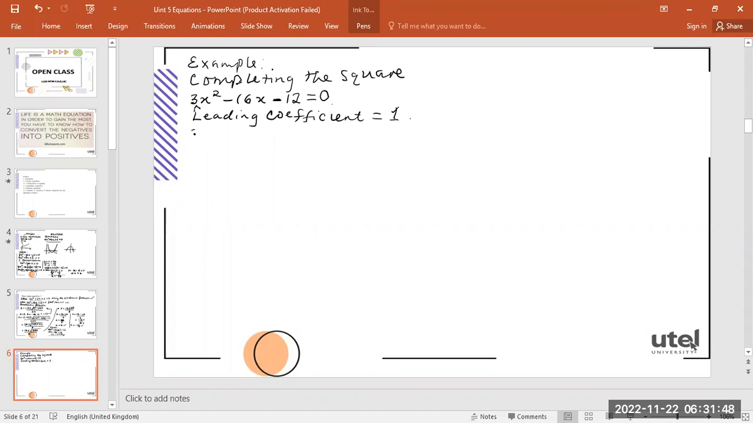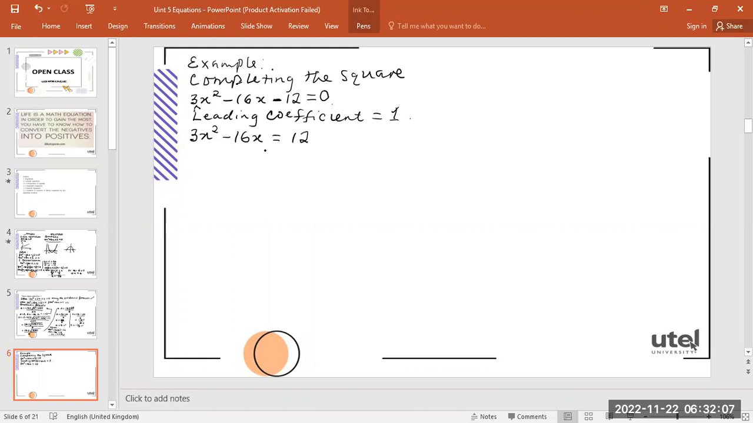It then means our equation becomes 3x squared minus 16x is equal to 12. So that is the first step. We've isolated the variables that contain x and also transferred the constant term to the right-hand side of the equation.